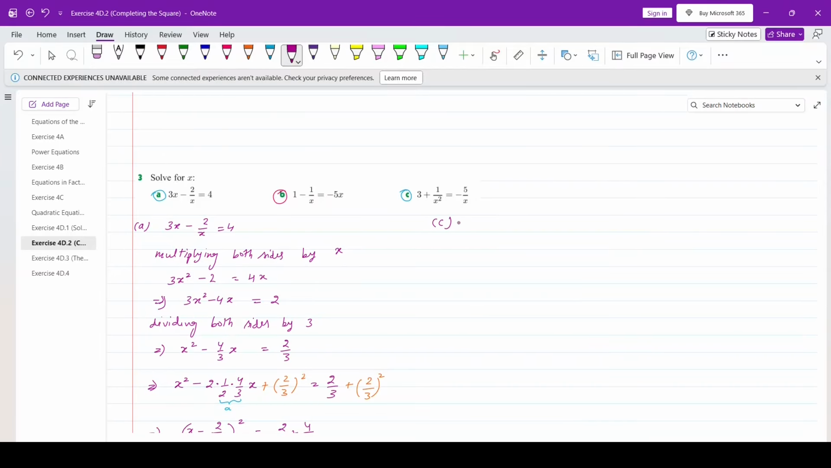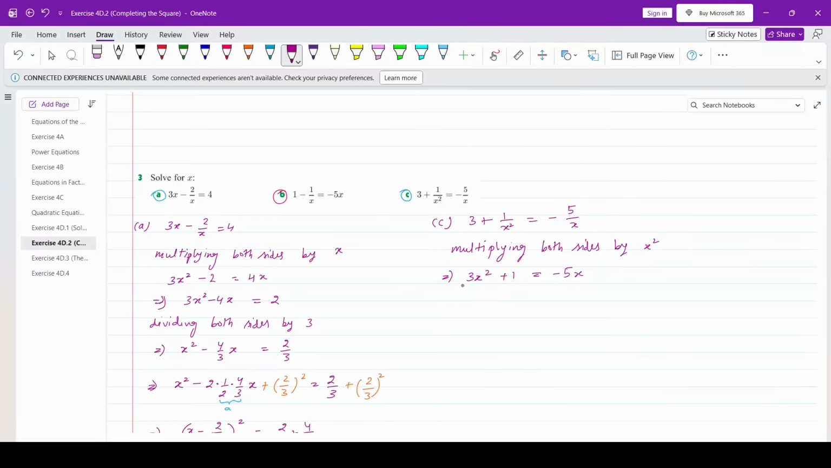I'll solve C. 3 plus 1 by x square is equal to negative 5 divided by x. Now we know the maximum power of x in the denominator is x square, so we multiply both sides by x square. Multiplying both sides by x square, we get 3x square plus 1 is equal to negative 5x.